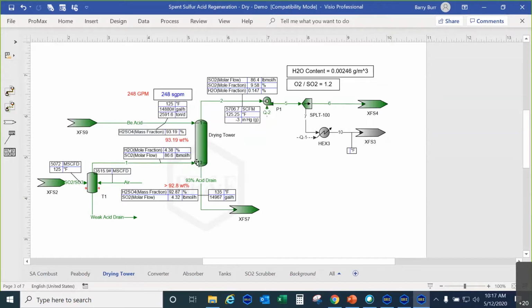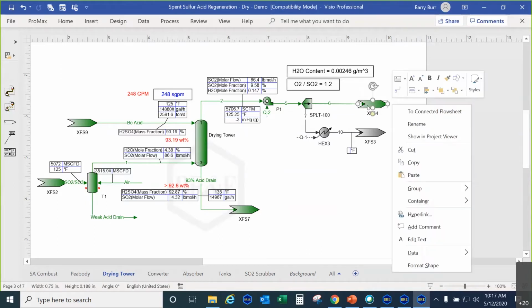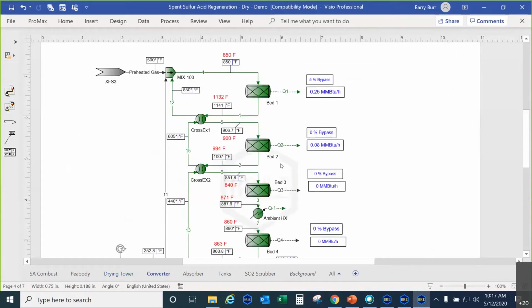It absorbs the water, and it loses a little bit of strength, but it takes the water away from the SO2 gas. So now it's dry. You see it went from 6.8% down to 0.15 mole percent water. So now it's a dry SO2 gas. We're going to proceed to the catalytic conversion units.